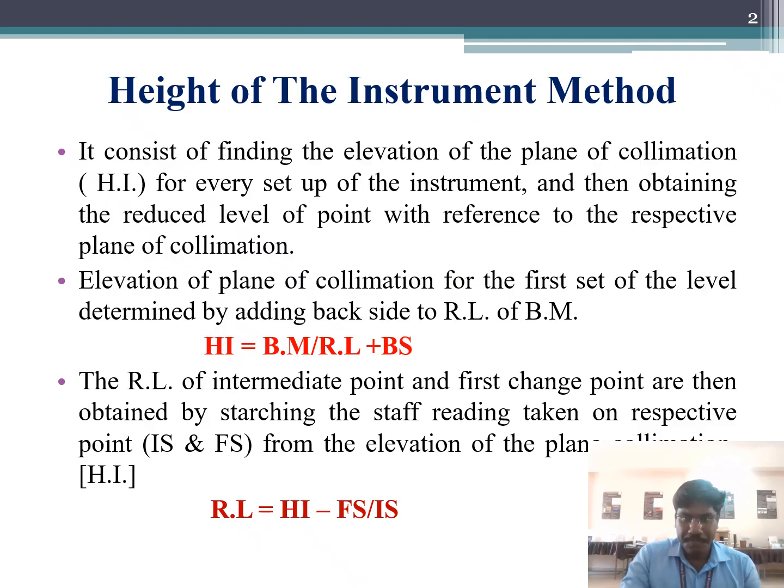we will get the height of instrumentation value. The RL of intermediate point and first change point are then obtained by subtracting the staff reading taken on the respective points from the elevation of the plane of collimation, that means the height of instrumentation. To find the reduced level of an intermediate point, from the height of instrumentation we have to subtract either the foresight reading or the intermediate sight reading.